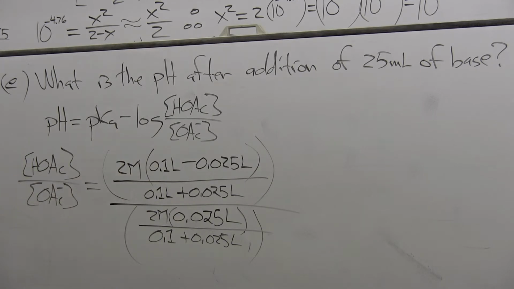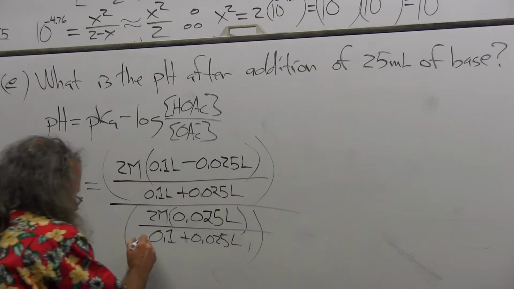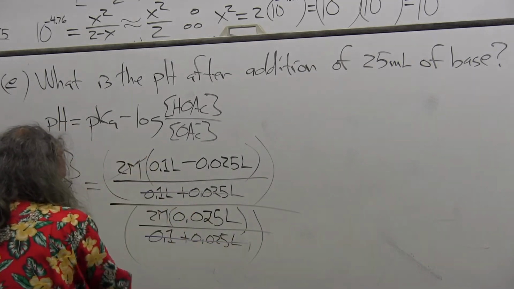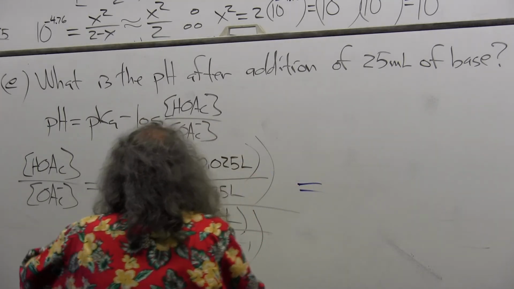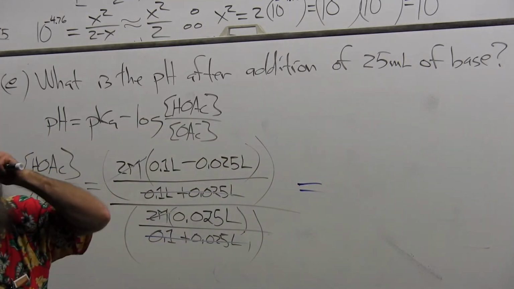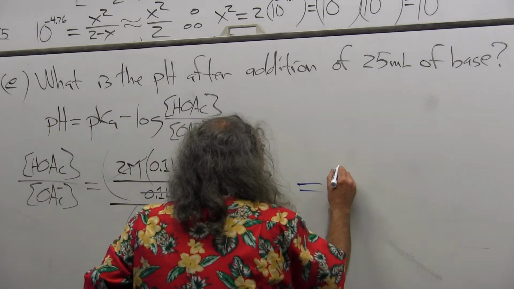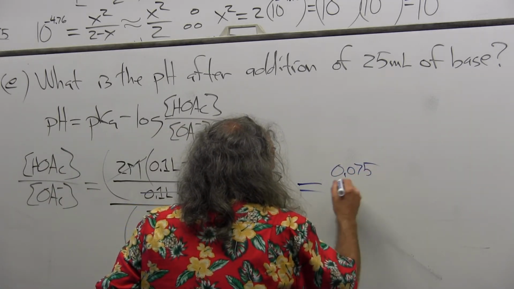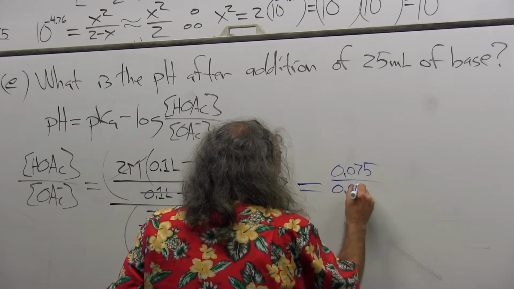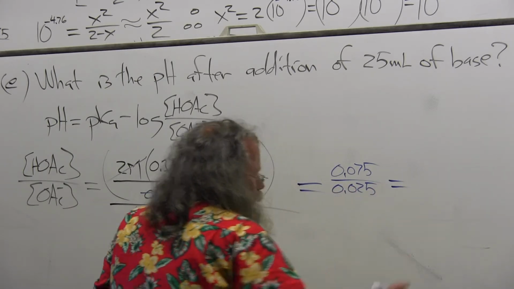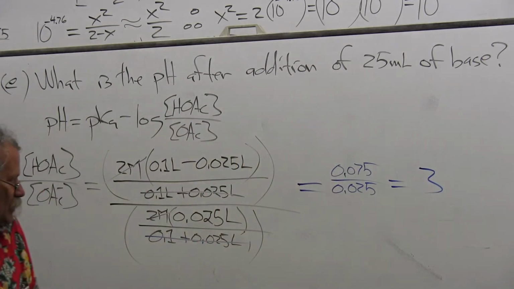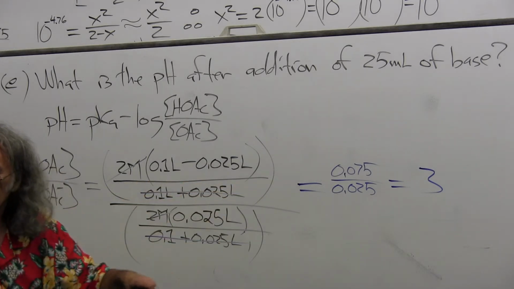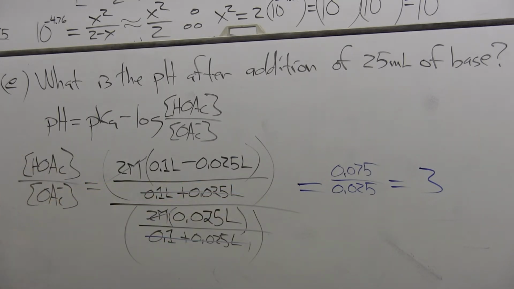All kinds of stuff looks more formidable than it is. And now everything drops out. That drops out, that drops out, that drops out. And we end up going to what's 0.1 minus 0.025? 0.075 divided by 0.025. And that's equal to what? 3. That's a lot easier. So it went from here to there. I want that detail.